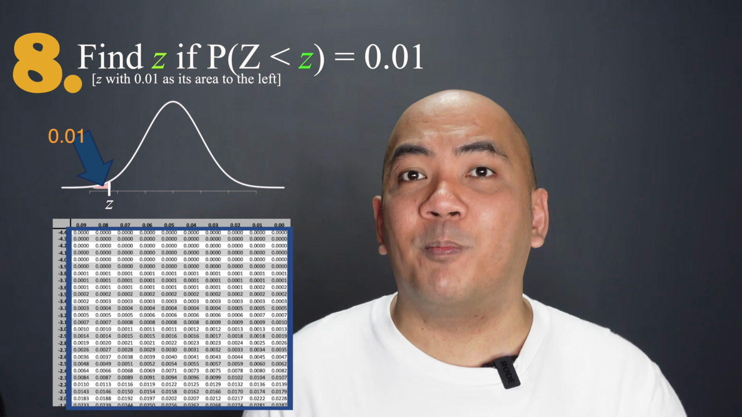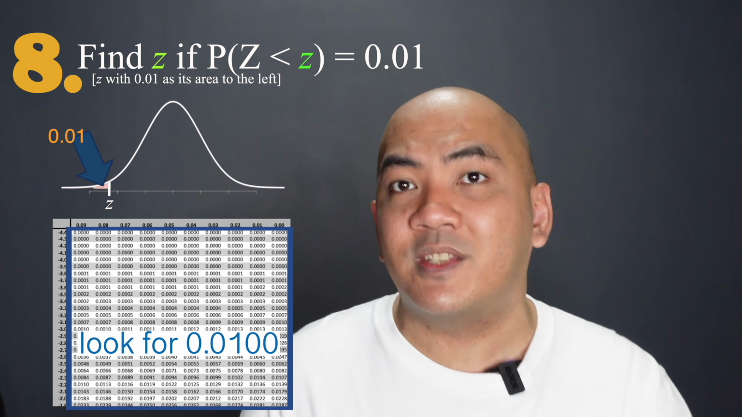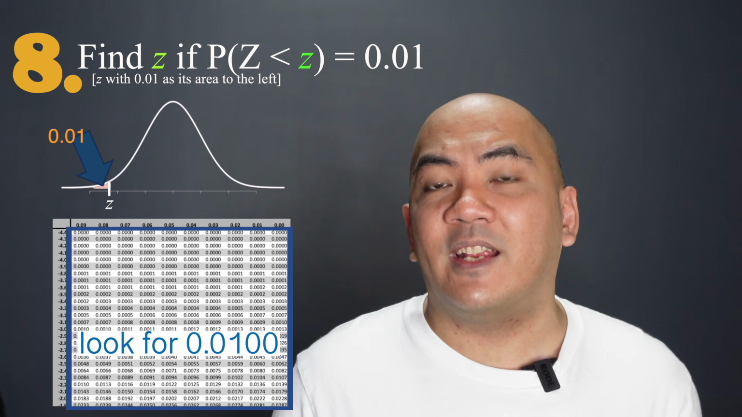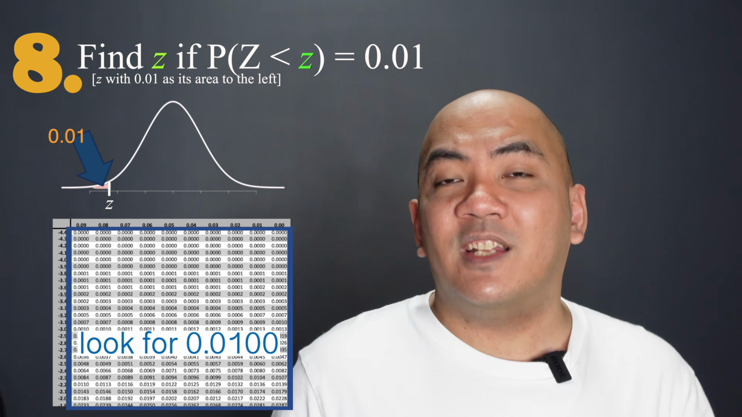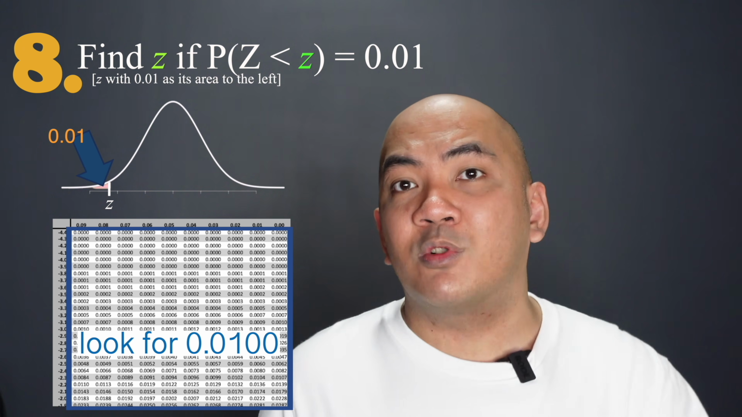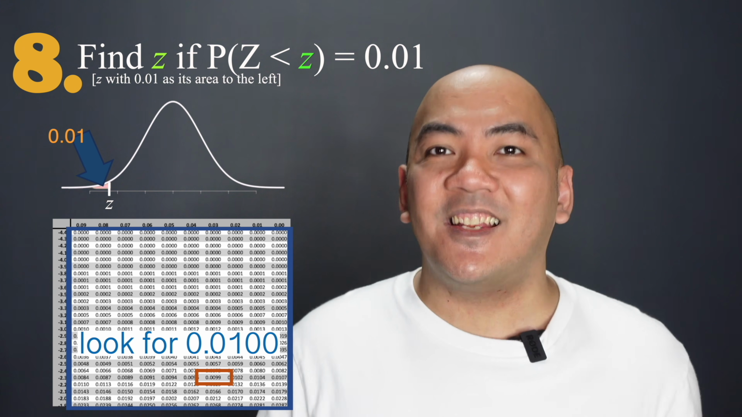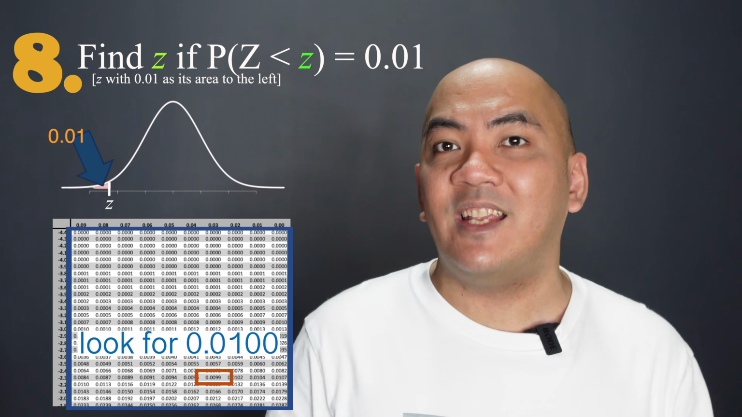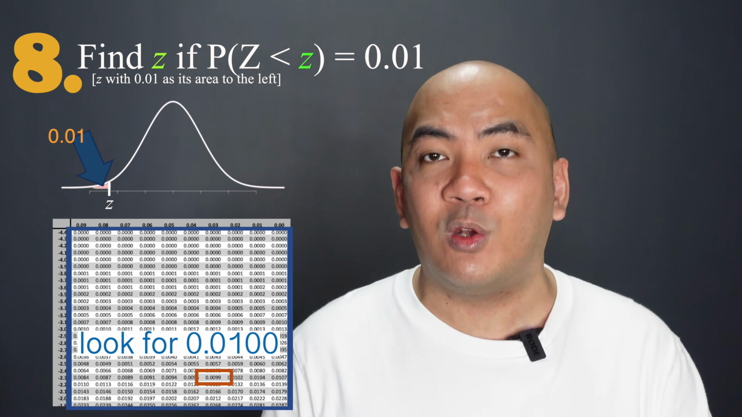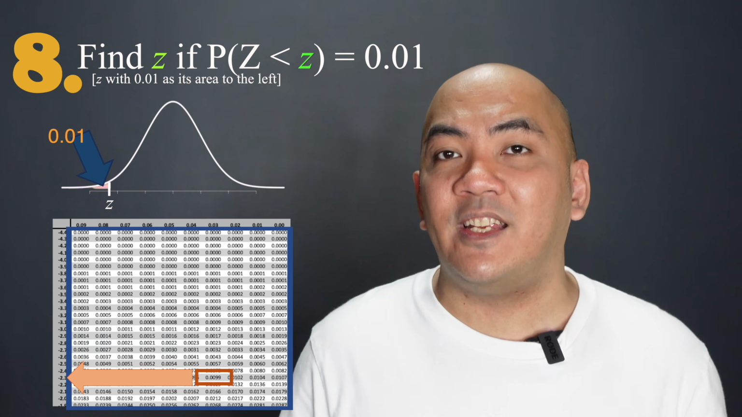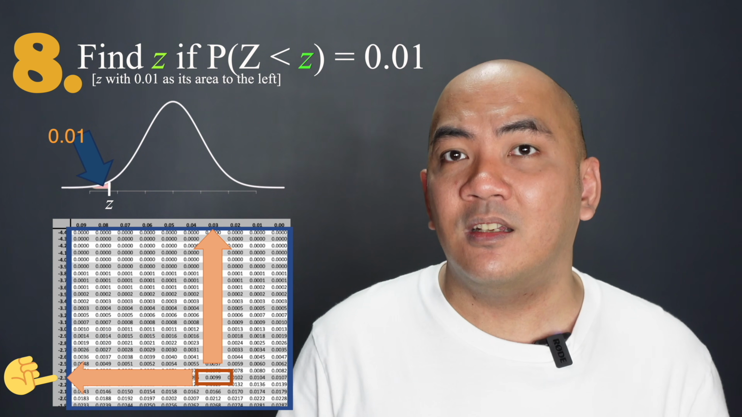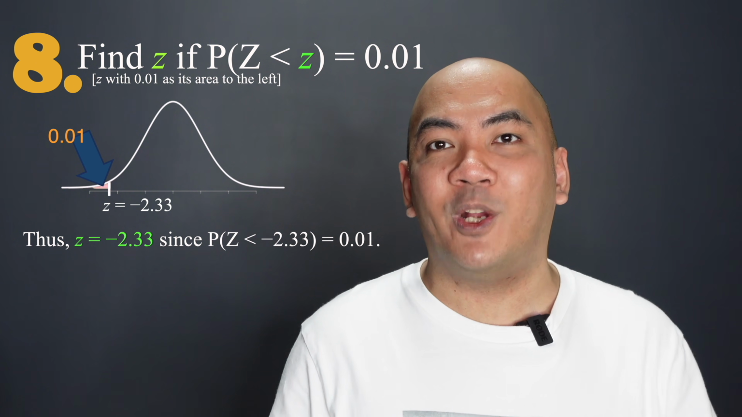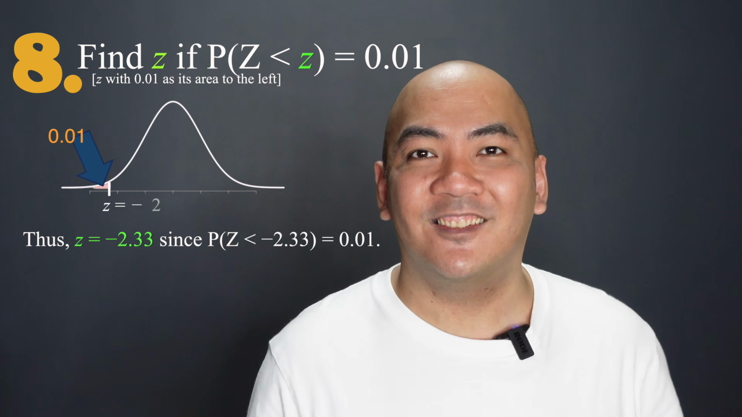That is, we're going to look for 0.01 or 0.0100 among the cumulative probabilities given on the table. And once found, identify the z-score based on its leftmost column and its uppermost row. And since there is no exact 0.0100, we may make use of the one that is nearest, and apparently that is 0.0099, which is found when z equals negative 2.33. That is, the probability of z to be less than negative 2.33 is 0.01.